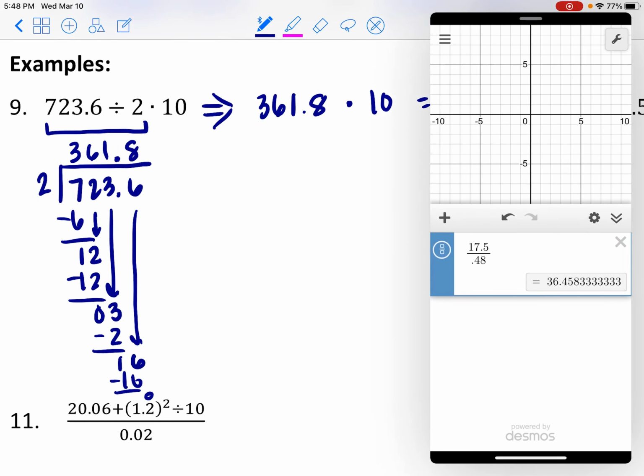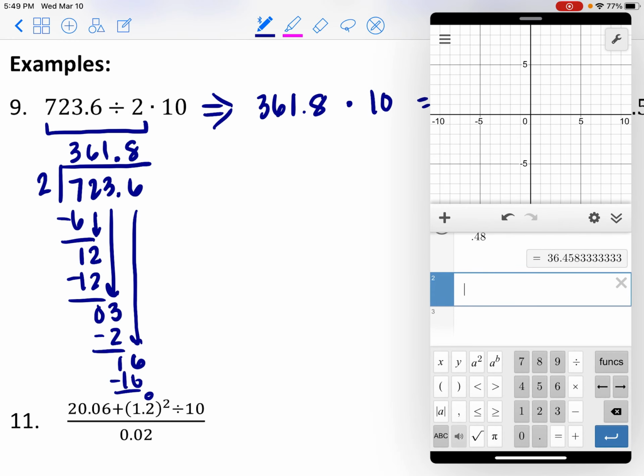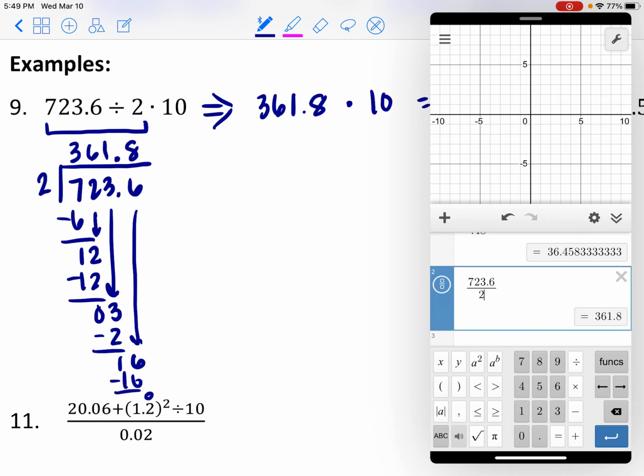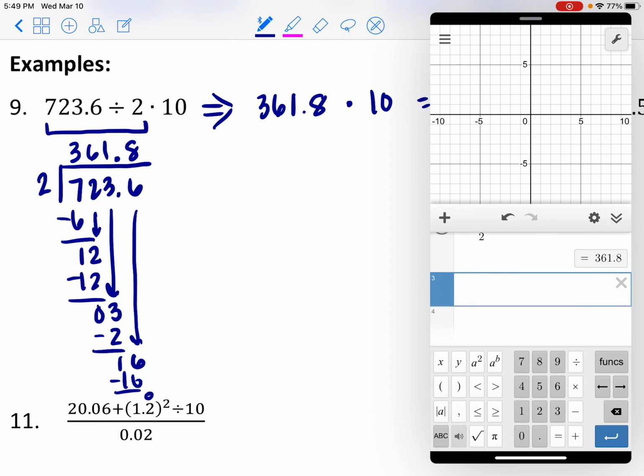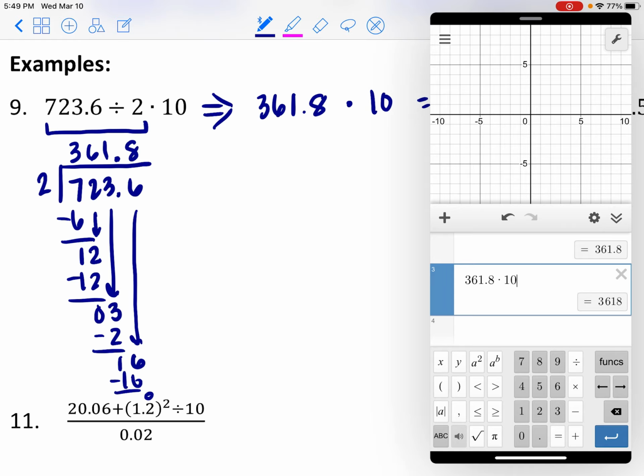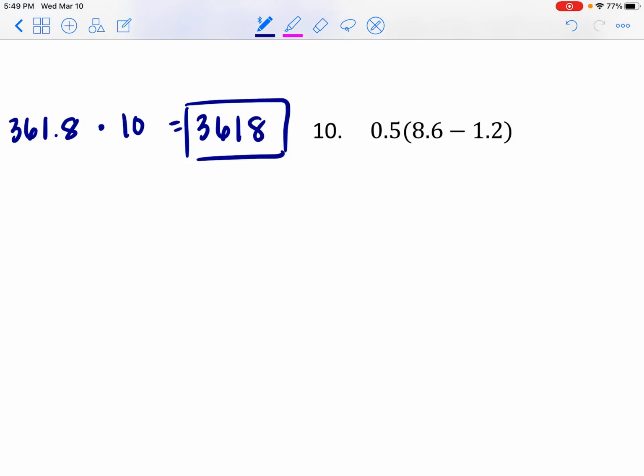Okay, and again, calculator will do this for you. So if you said take 723.6 and divide it by 2, you get that. Now you want to take that result, 361.8, and multiply it by 10, and there it is, the answer that we just arrived at. Okay?